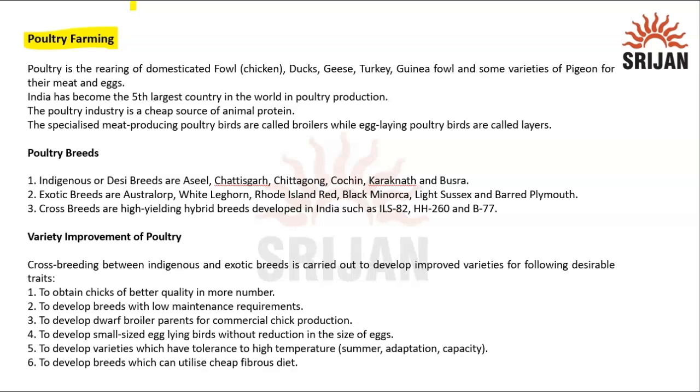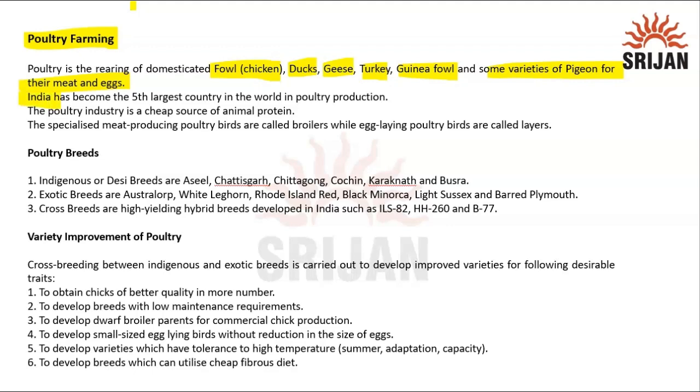So here we are going to talk about this particular method of farming where we domesticate certain kinds of animals, like fowl, also known as chicken, ducks, geese, turkey, guinea fowl, and some varieties of pigeon, for their meat and also the egg. Particularly we utilize the chicken a lot for this purpose, and also the turkey for meat and egg purposes.